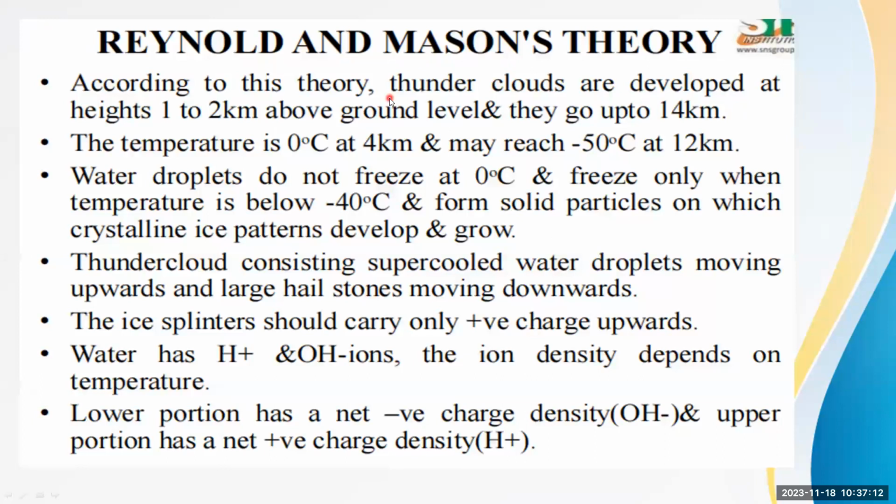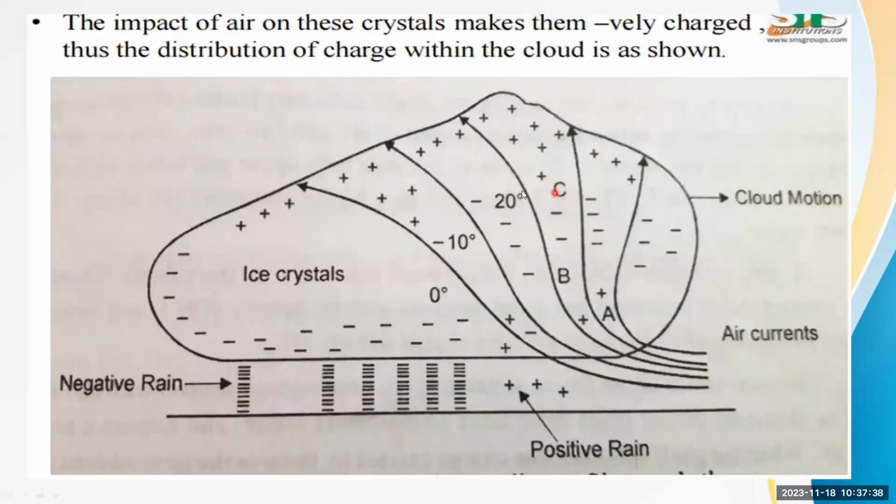Next, Reynolds and Mawson's theory. According to this theory, we can understand how charges are separated. According to this theory, thunder clouds develop at heights of 1 to 2 kilometers above the ground level, and they go up to 14 kilometers.